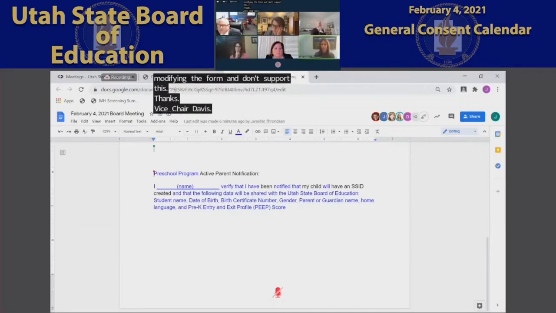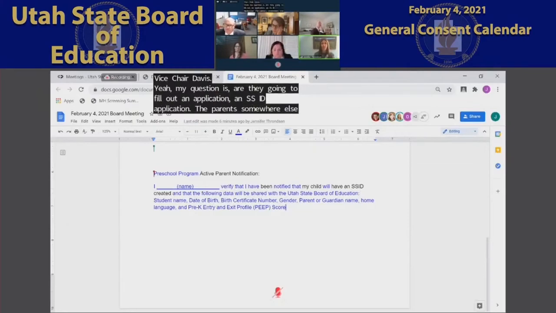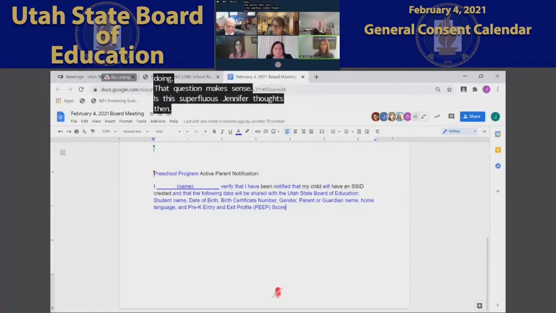They do not fill out a form. That is what the statement that we had before was for, the LEA, when they submit the SSID information in terms of these data points you see listed here. That is their notification that they're submitting this for SSIDs. The parent does not actually submit anything or approve these data points in their submission to USBE.